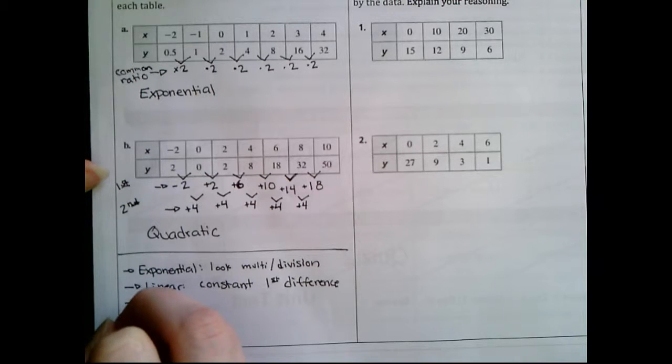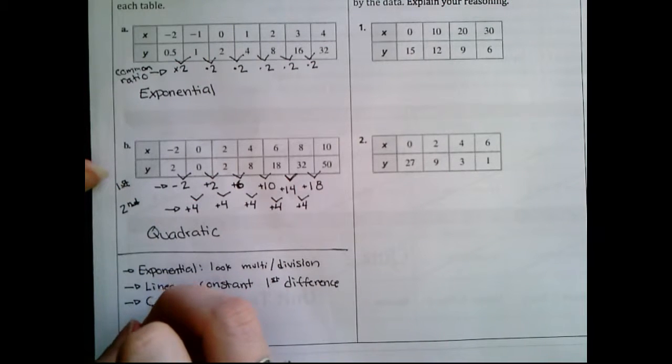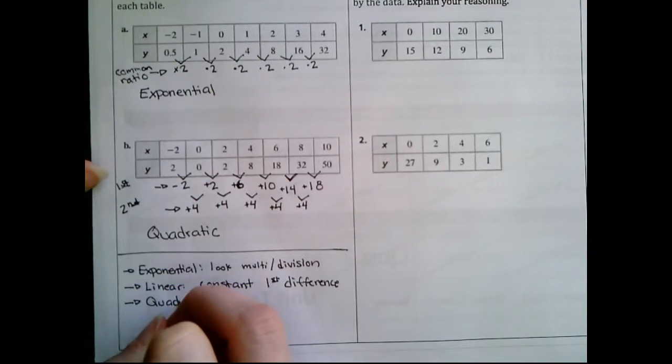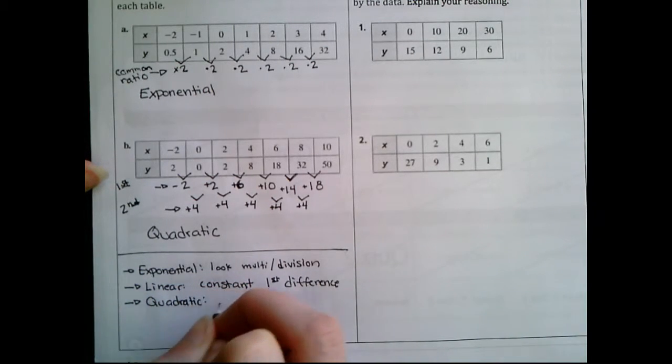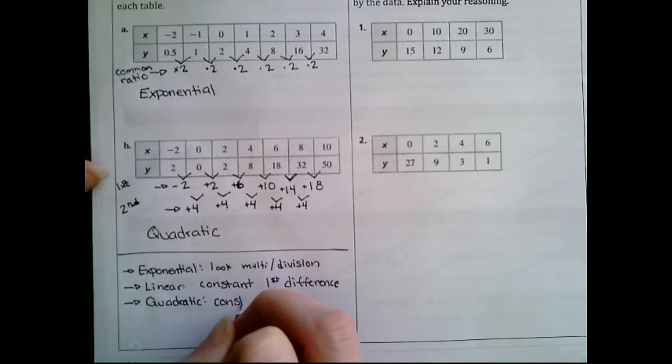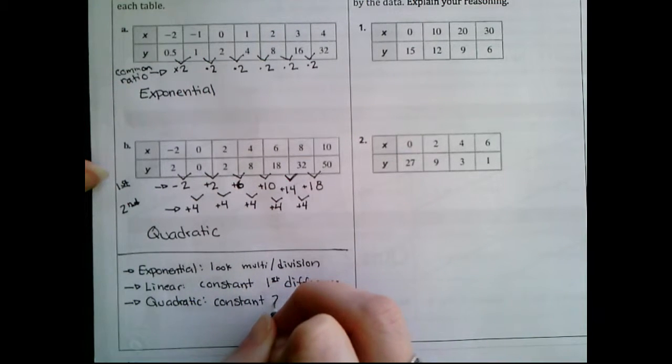Well, if there's not a constant first difference, then we're going to find the difference between those. Then we would have our quadratic. So constant second difference here.